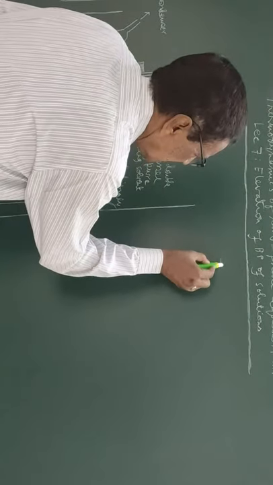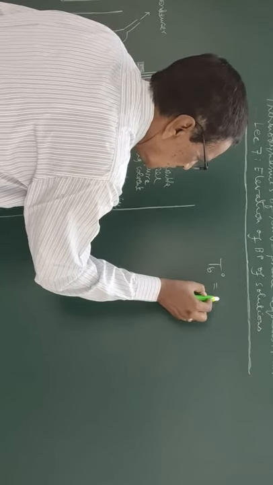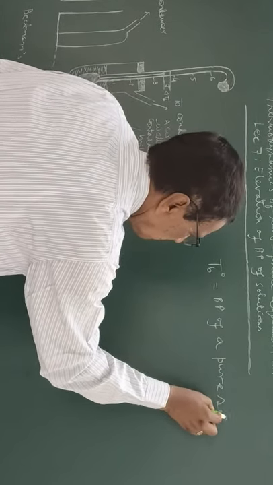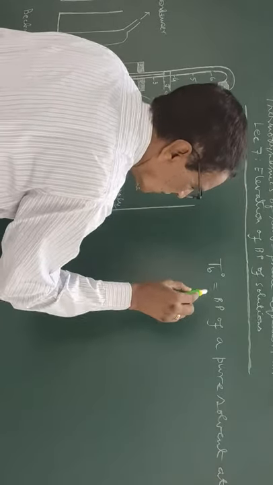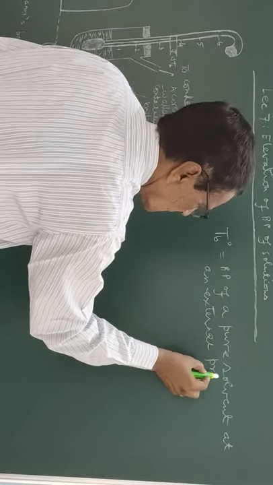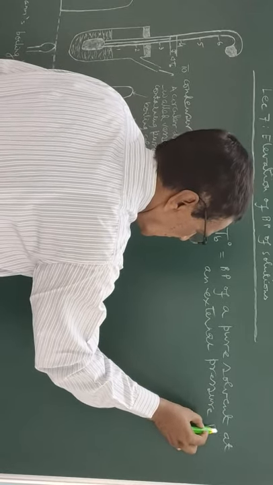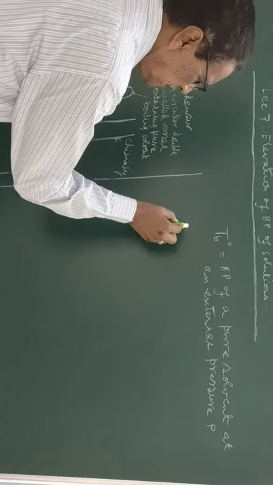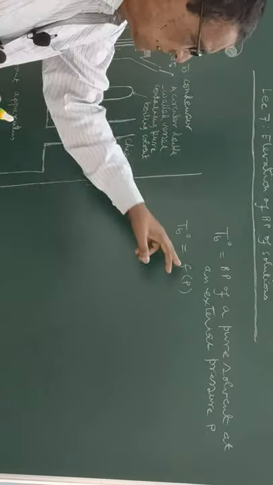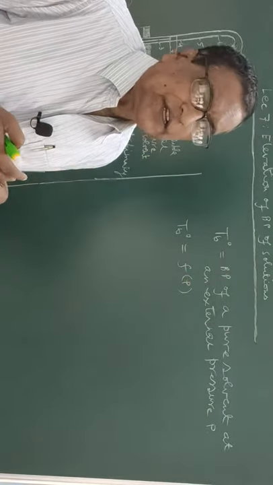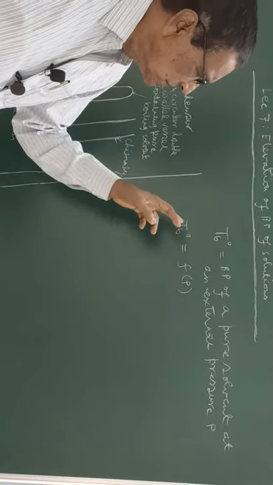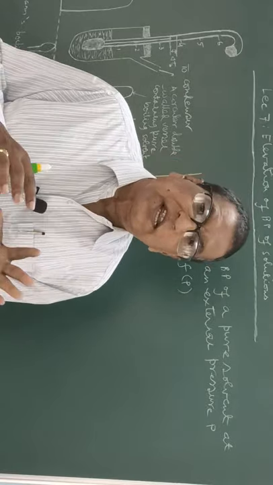Let me say this: TB naught is the boiling point of a pure solvent at an external pressure P. And this TB naught is a function of this pressure. If the external pressure P is changed, the boiling point of the pure solvent will also change. This variation of the boiling point with the external pressure is described by the Clausius-Clapeyron equation.